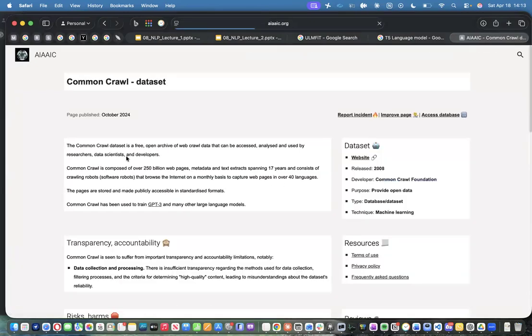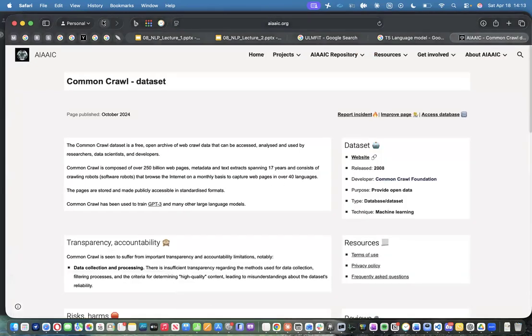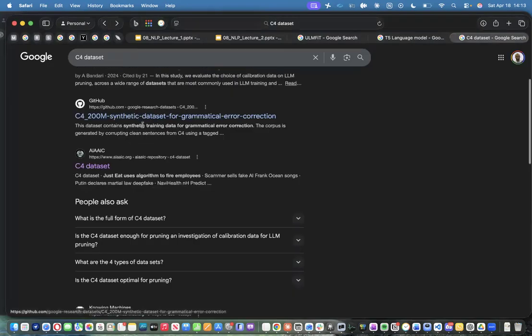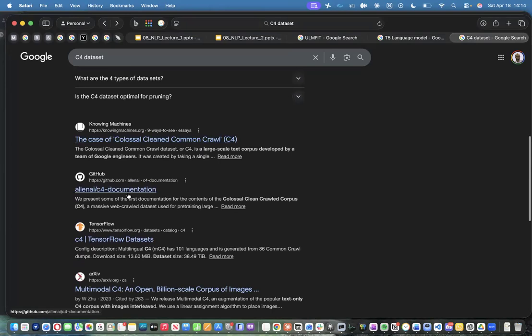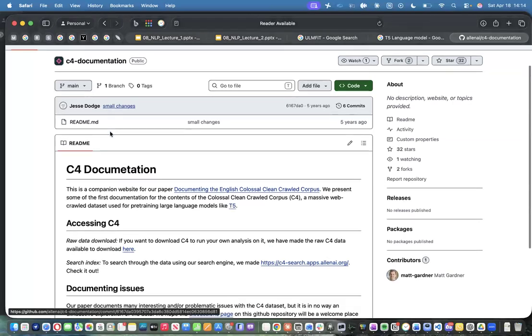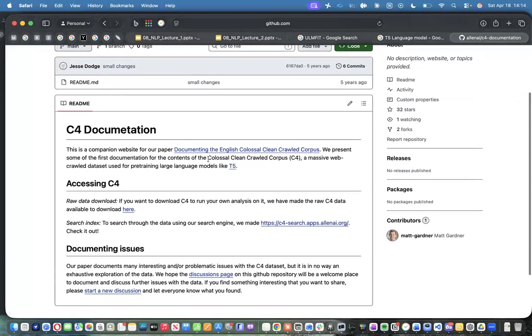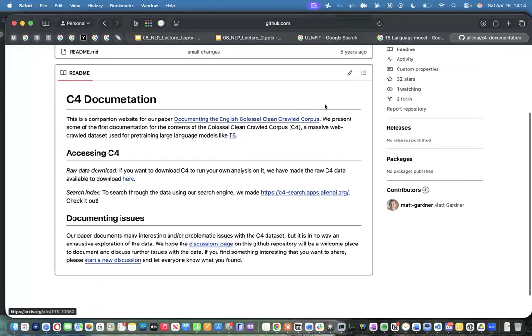Yeah, so this is the C4 dataset from what we call Common Crawl. It's a dataset that is used in many cases for training LLMs. This is the documentation for it, C4 documentation and many other things. So basically, C4 is used to train language models such as T5.